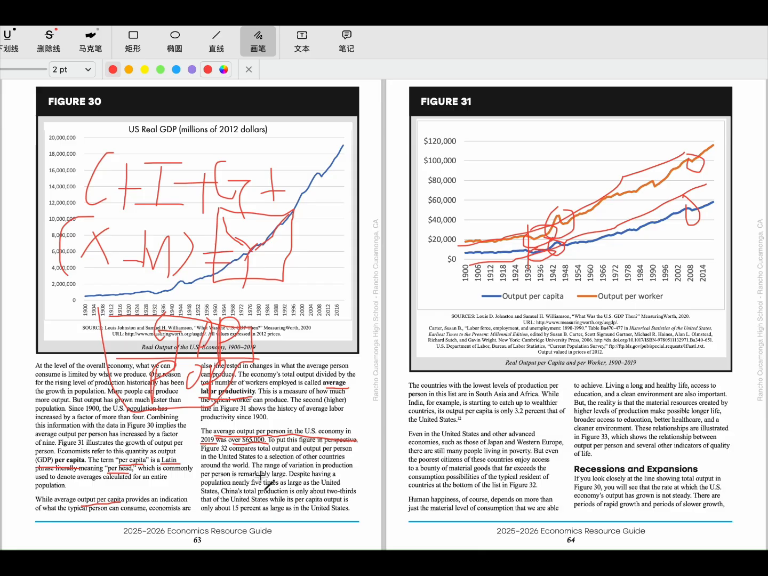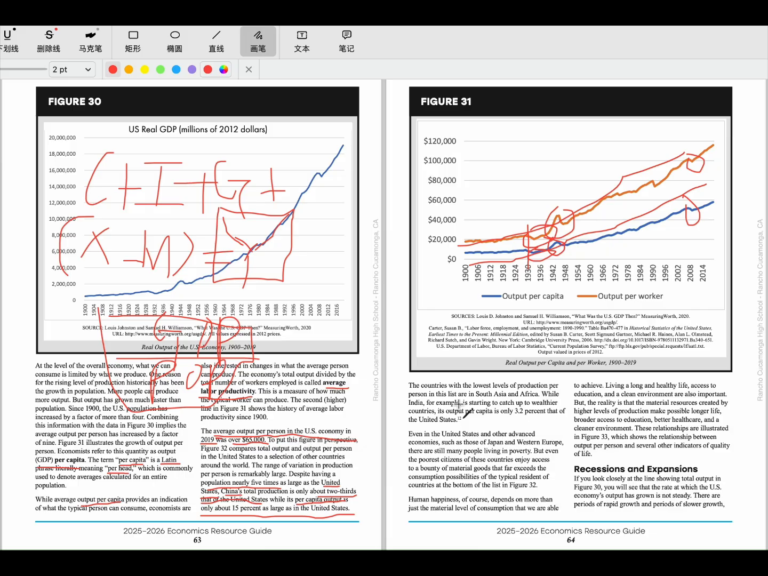And to put this into perspective, they also have us memorize another data, which could be changing based on which year you're watching this video. China's population is 5 times that of the United States. Its output, total production, is only 2/3 that of the United States, which means that despite having more people, China's total production is still less than the United States' total production. And the per capita output is only 15% as large as the United States, which means that an average person in China can only produce 15% of what a US person can produce.